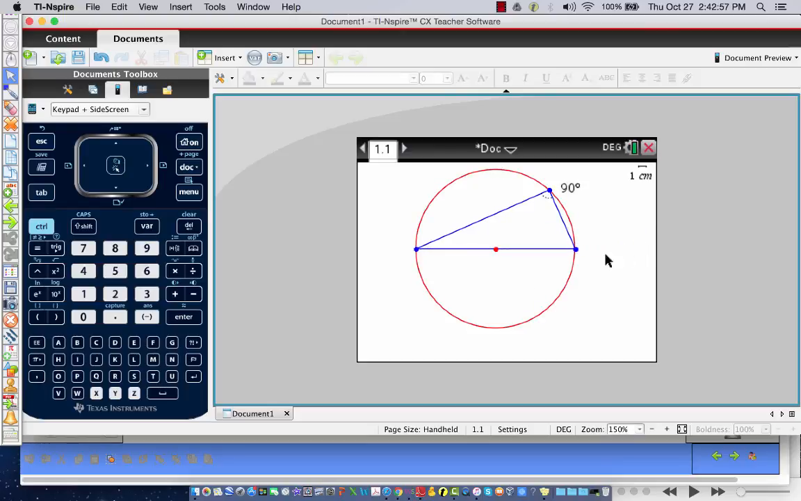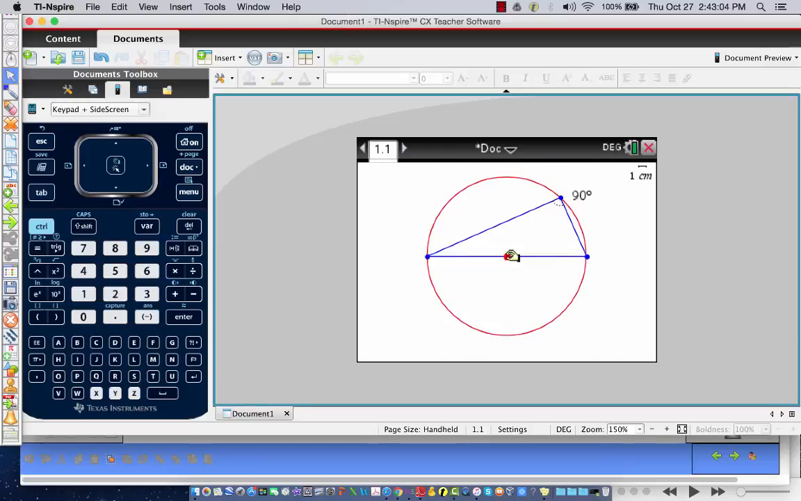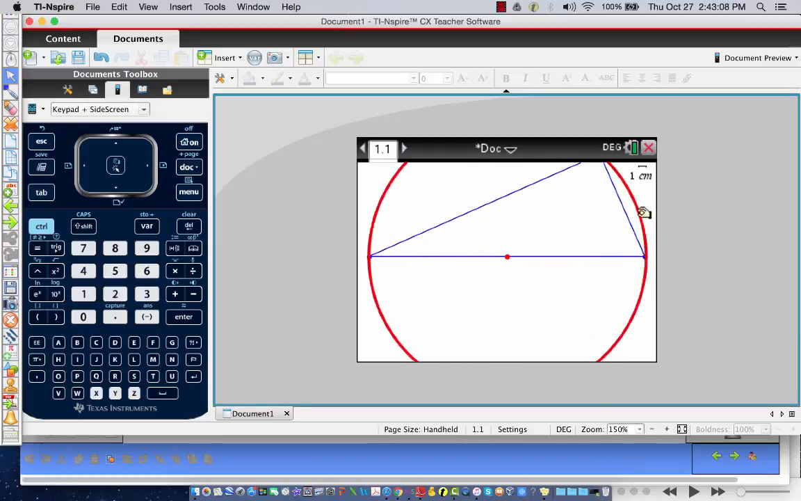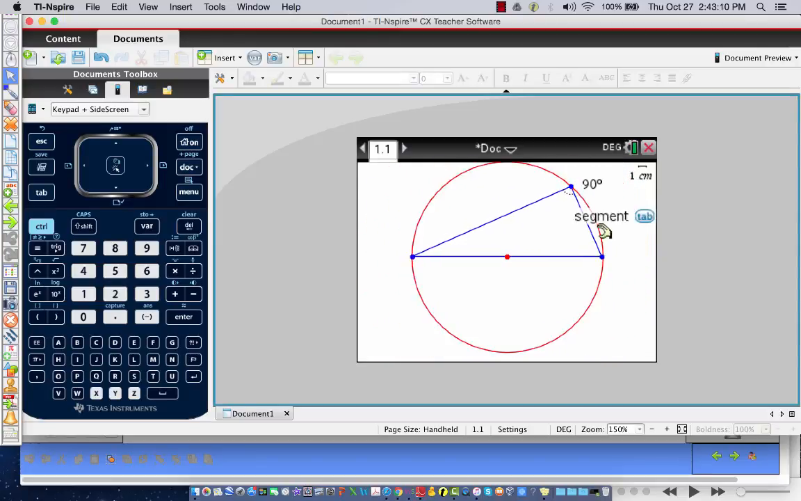Let's see if we can make the circle bigger. I don't think that we can. Nope. Okay. I can move the circle around, but we can't make it bigger. Oh, yeah, we can. There we go. No matter the size of the circle, it's always going to be 90 degrees. Move this around a little more. Okay. So I just have one fairly simple example to show you then.